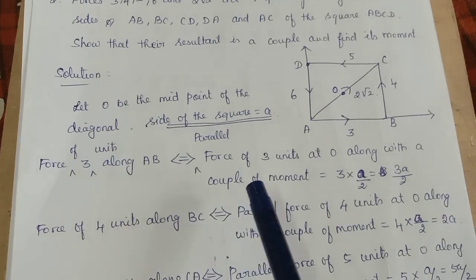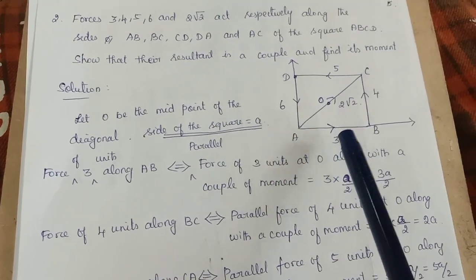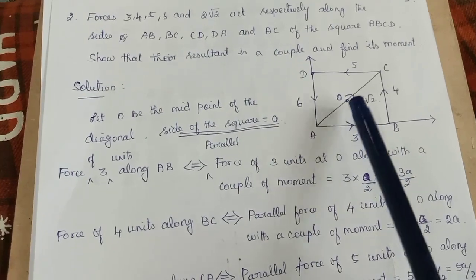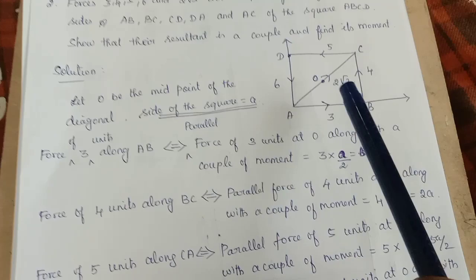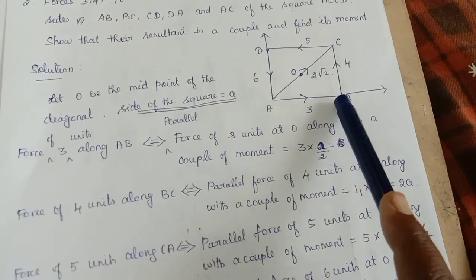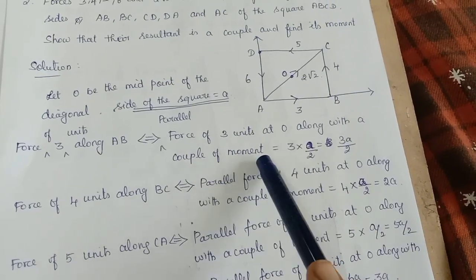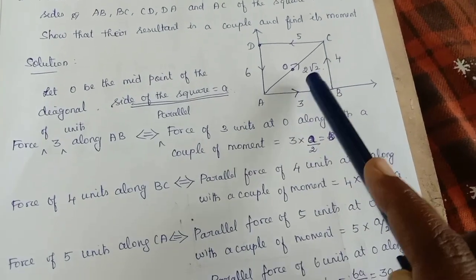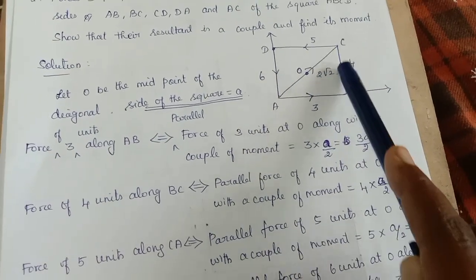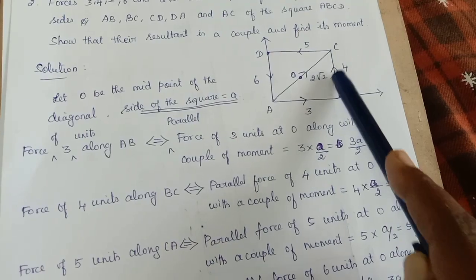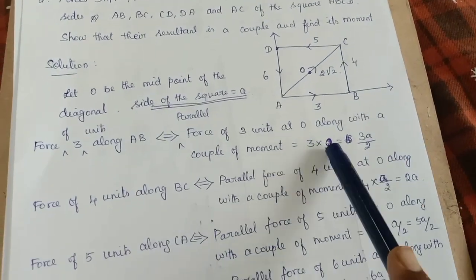Now, as in the previous problem, what I am going to do is replace all the 5 forces with a single force with a couple at the point O. Here the point O I have chosen as the midpoint of the diagonal. Okay, right. Then this force of 3 units will be equivalent to a parallel force of 3 units at O along with a couple whose moment is equal to 3 into, see, we have to measure the perpendicular distance here, no? This side is of length A, that is, each side is of length A. So this distance would be what? A by 2. So 3A by 2.